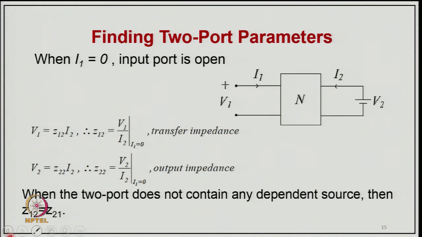that we call the output impedance. So, when the 2 port does not contain any dependent source, then we can say Z12 equals Z21. So, this is a method by which we can get the parameters of this 2 port network, by making a measurement and applying the appropriate voltage to this network. So, that is a method to find out the Z parameters.